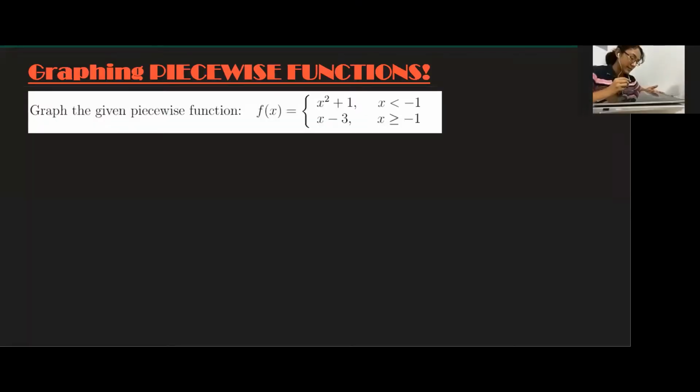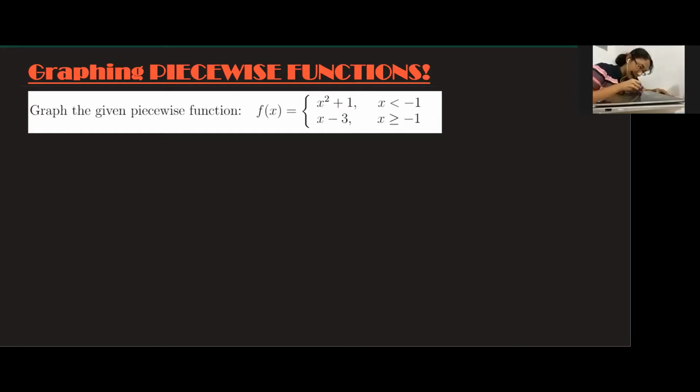So here is our first example. We want to graph this function f of x. f of x is equal to x squared plus 1 on the interval when x is less than -1, and f of x is x minus 3 on the interval when x is greater than or equal to -1. So there are multiple ways you can graph a piecewise function. We're going to do it by making a table of values.